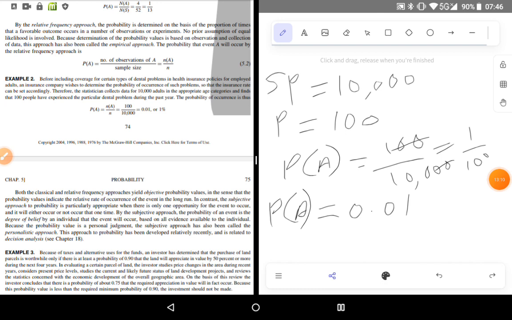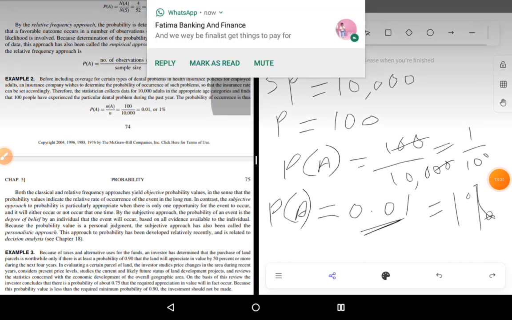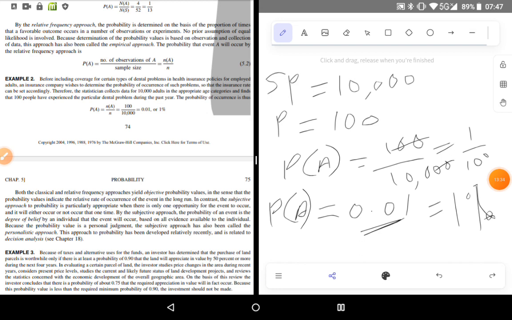0.01. So as you can see, the value that we have here is less than 1 and greater than 0, which means this is the same as 1%. So among this population, 1% of them will surely have dental issue. So probability is very simple and straightforward when we actually know what to do and follow this simple process.